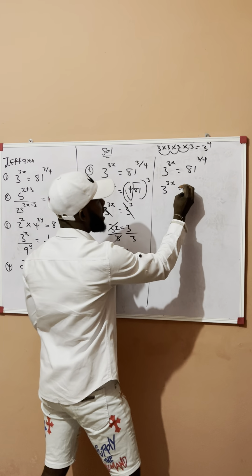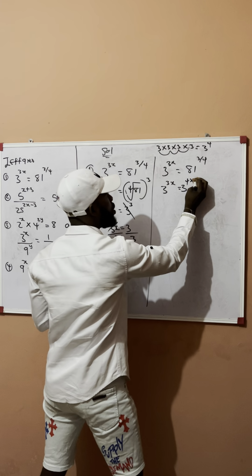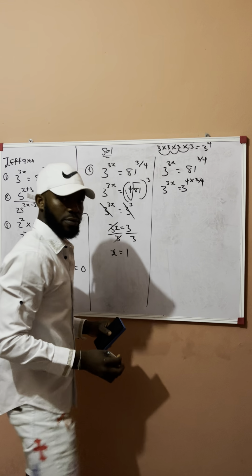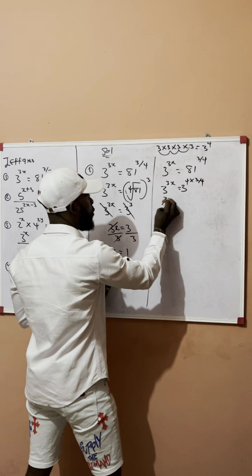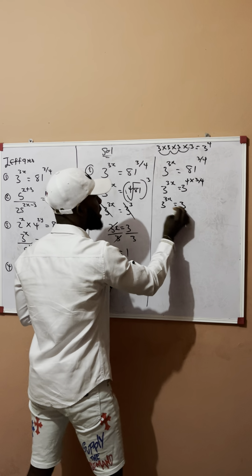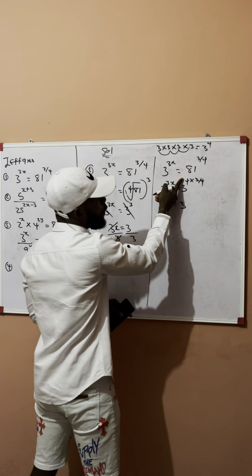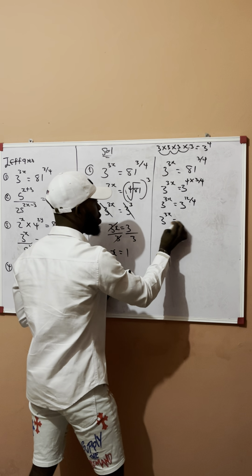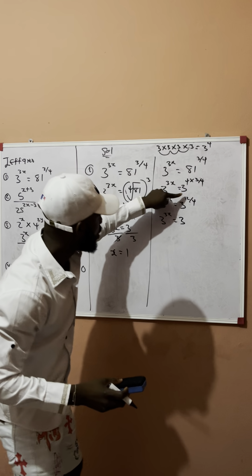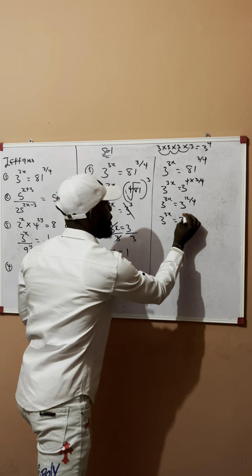So it becomes 3 raised to the power 4 times the power that 81 was carrying before, which is 3 over 4. Now without wasting time, here becomes 3 raised to the power of 3x is equal to 3 raised to the power of 4 times 3, which is 12. It becomes 12 over 4. So here becomes 3 raised to the power of 3x is equal to 3 raised to the power of 12 divided by 4, which will give us 3.